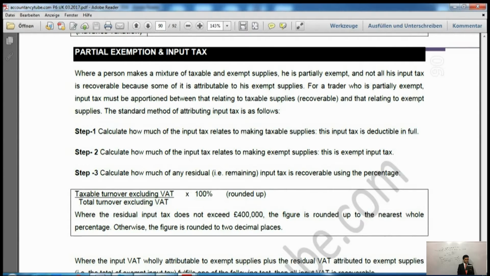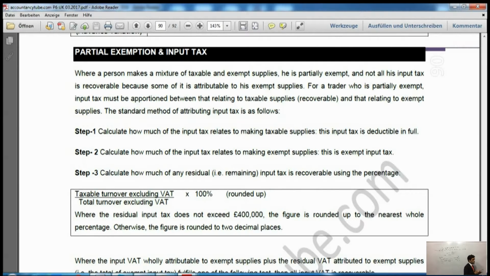The standard method of attributing input tax is as follows. Now when you're making standard supplies, then you can recover the input VAT. When you're making exempt supplies, then you cannot recover it. When you're making mixed supplies, then we'll have to identify which are taxable and which are exempt. The ones which are taxable, we can recover the tax on. The ones which are exempt, we cannot recover input tax on.